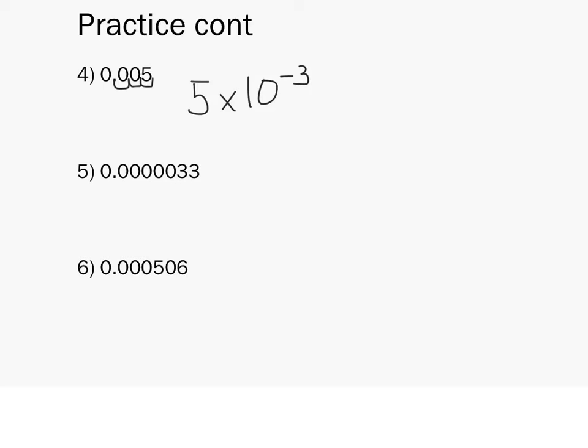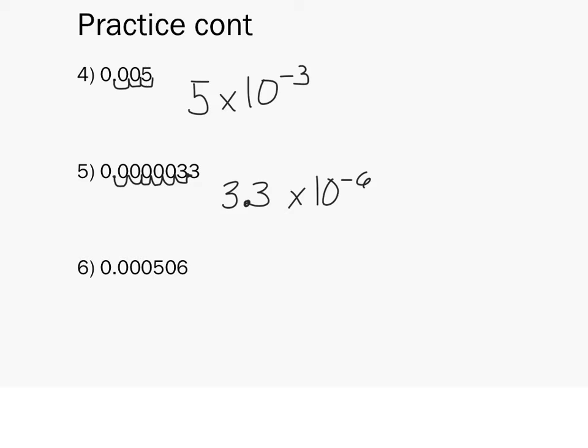On number 5, I have my decimal point here. I'm going to move it 1, 2, 3, 4, 5, 6. So I have 3.3 times 10 to the negative 6. If you have a calculator that you can put in scientific notation, all you would need to do is put the numbers in the calculator and hit enter, and it will take it to scientific notation for you.